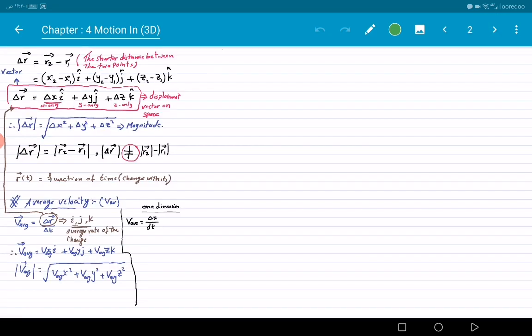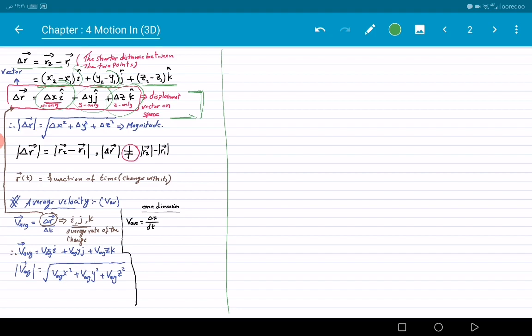That is delta R. Delta R, as I mentioned before, is x2 minus x1 in i hat, y2 minus y1 in j hat, and z2 minus z1 in k hat. So delta R means the delta x in i hat only, in x only, y only, and z only. So that is the displacement vector in space.